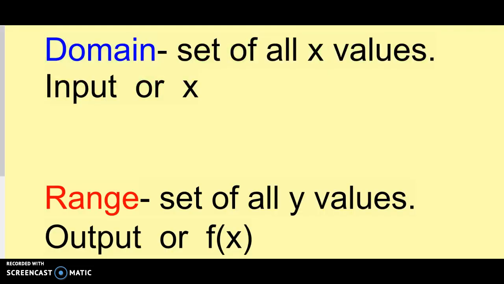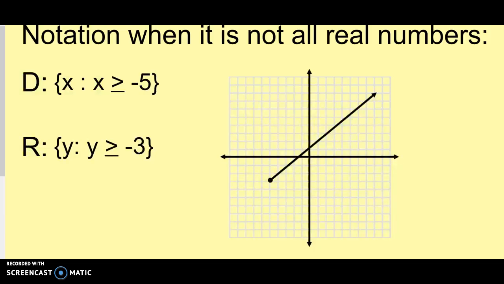Okay, so remember, domain is all your x values and range is all of your y values. And we're going to talk about this notation, okay? If you're not talking about real numbers, you are just going to be talking about a small set of numbers that would be in the domain. So if we look at the endpoint here of this graph, that point is at -5, -3. If I graphed it right, 1, 2, 3, yeah.